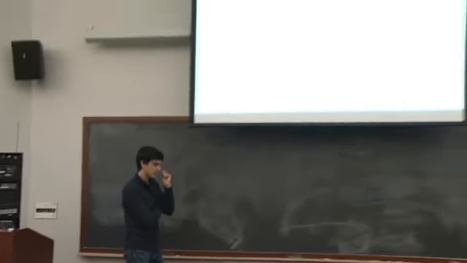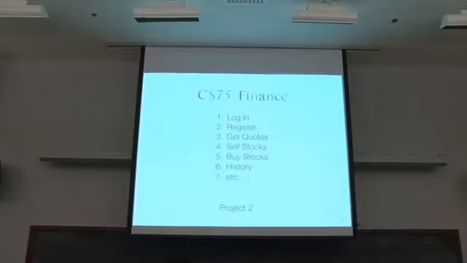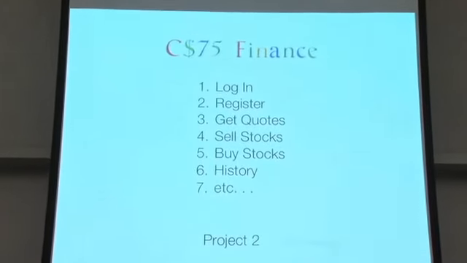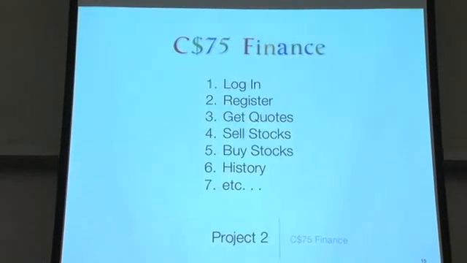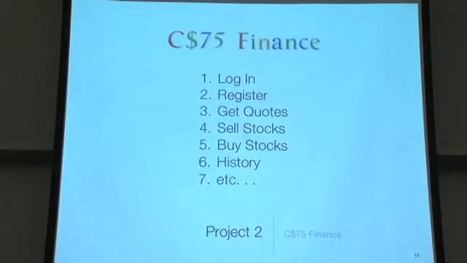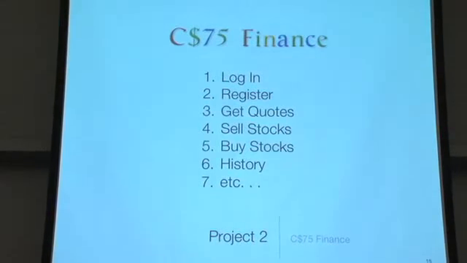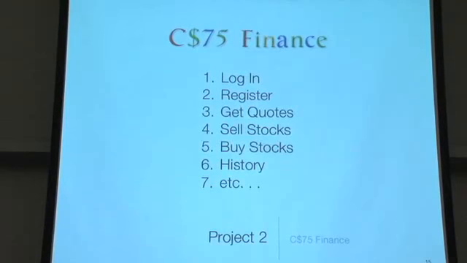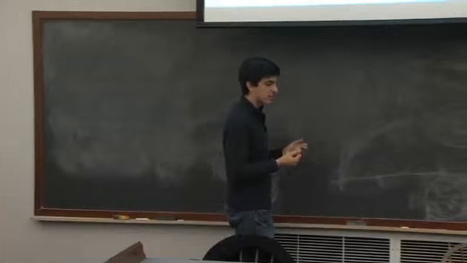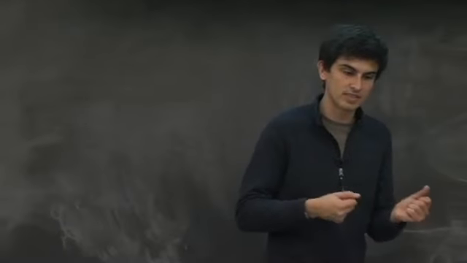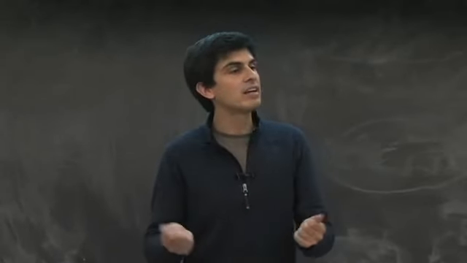Now, all of this comes together in the form of project number 2, which is called CS75 Finance, where you are essentially creating an E-Trade or a Fidelity sort of account system where a person registers for an account, they're given a certain amount of paper or fake money, and they can buy or sell stocks. And you are going to keep track of the stocks that they buy, keep track of the sales of stock, and manage their portfolio.